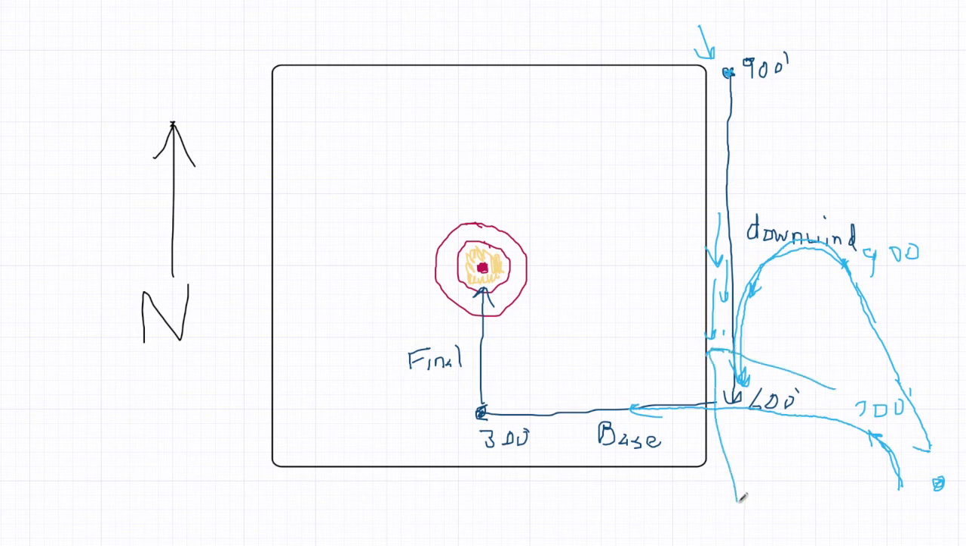I'm going to be looking over here for traffic that may be entering the base leg. So you can have traffic coming in from this direction, and that's fair game. That's part of the pattern. So we'll call this a base entry. So we're starting from the base.